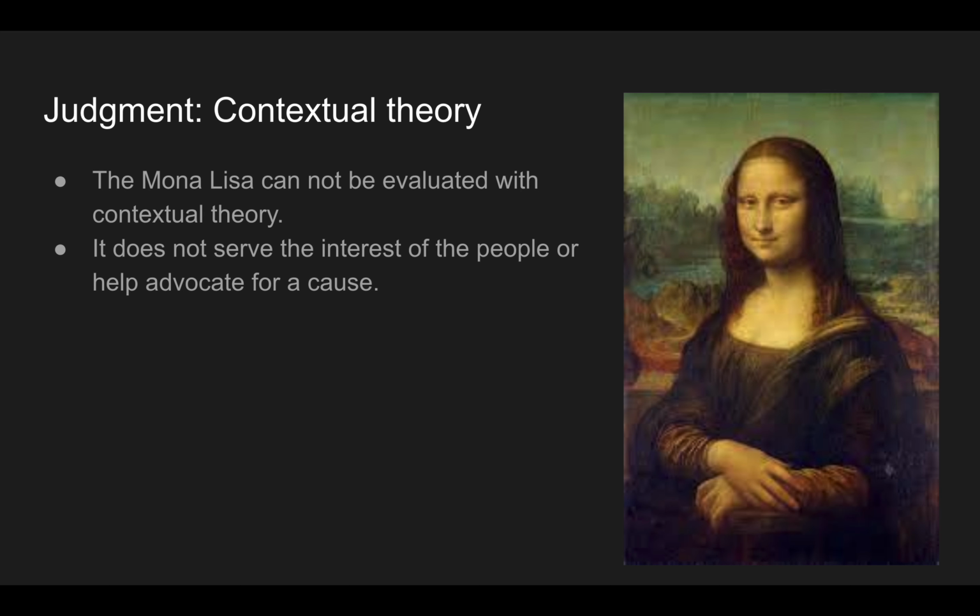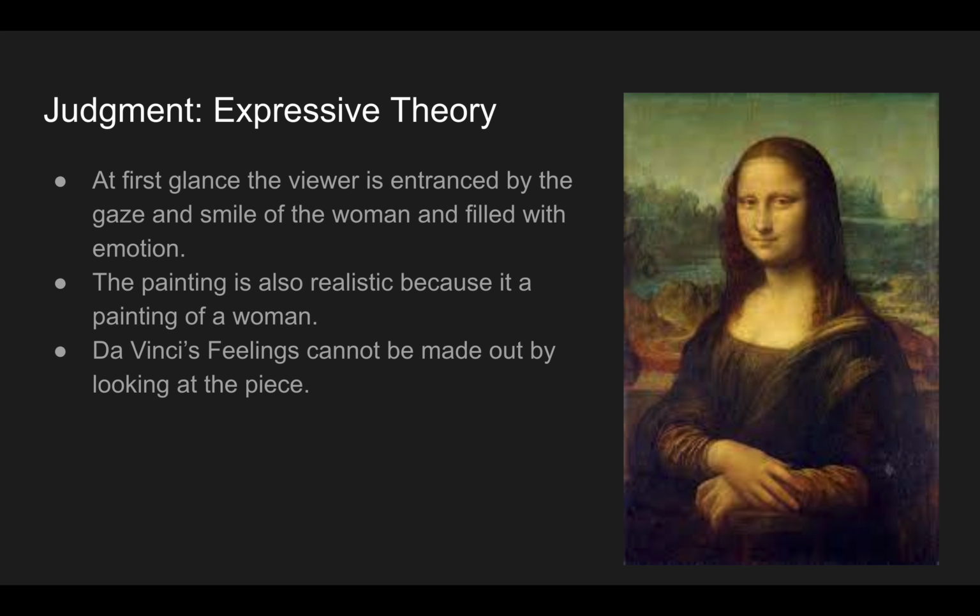Judgment, contextual theory. I would say that the Mona Lisa cannot be evaluated with contextual theory because it is a mere portrait of a wife of the man who commissioned it. It does not serve the interests of the people, church, state, business, or politics, and neither does this piece help advance any humanitarian cause. It is simply just a painting of a woman in front of a landscape background. Although this was created during the Renaissance times, it does not advocate for any of the new ideas or challenges that were being sprung during that time.